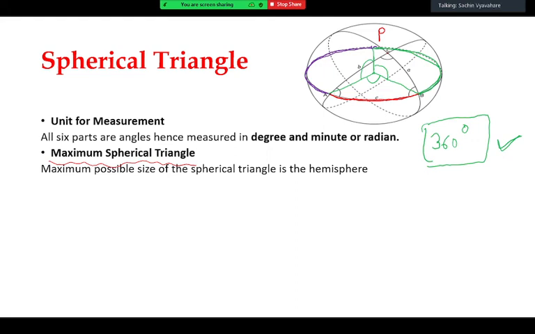In a plane triangle, there is a different property. Remember, in a plane triangle, the sum of the angles should be equal to 180, meaning it should be exactly 180 degrees. But in a spherical triangle, it is up to 360. I am saying it can be less than 360 also. What is the minimum sum of the sides possible?